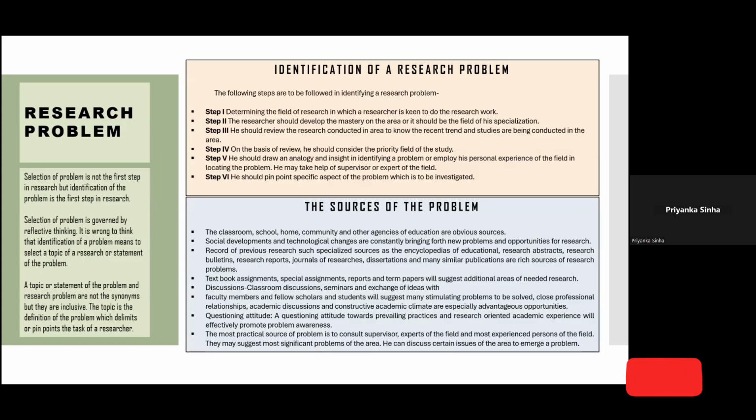The research problem. Selection of a problem is not the first step in research, but identifying the problem is the first step in research. A topic or a statement of a problem and a research problem are not synonyms, but they are inclusive. The topic is the definition of the problem which delimits or pinpoints the task of a research. Like we discuss about pathology. Pathology is a broad topic, but we discuss a particular disease. So this is a research problem on a particular topic.